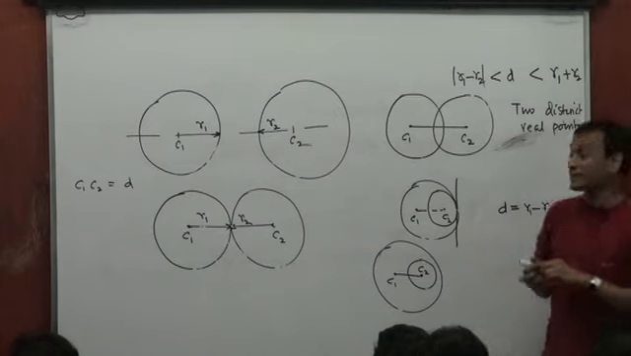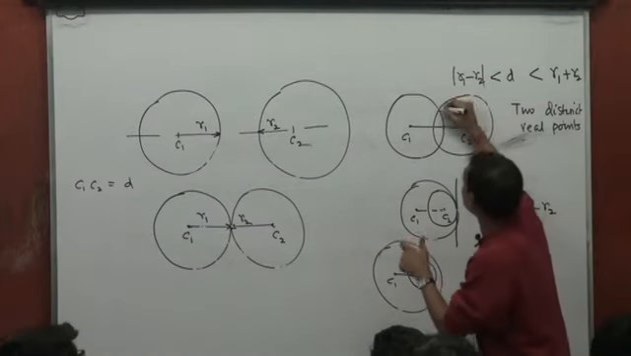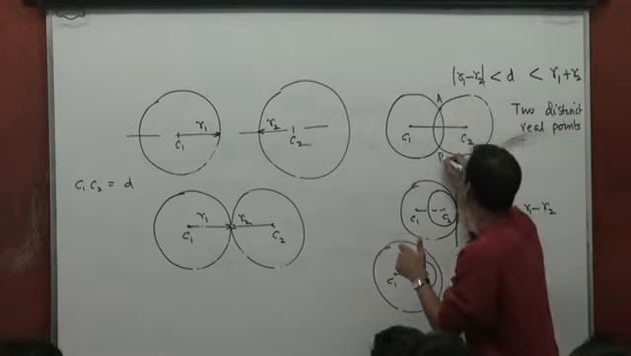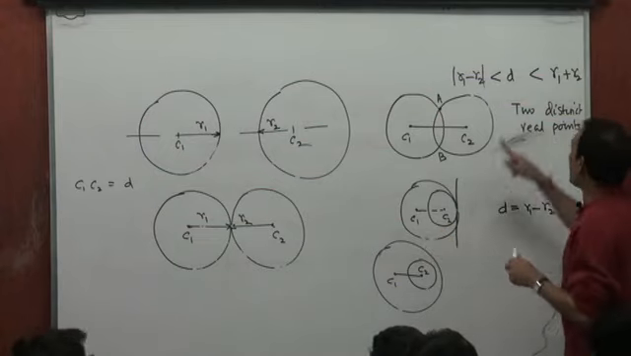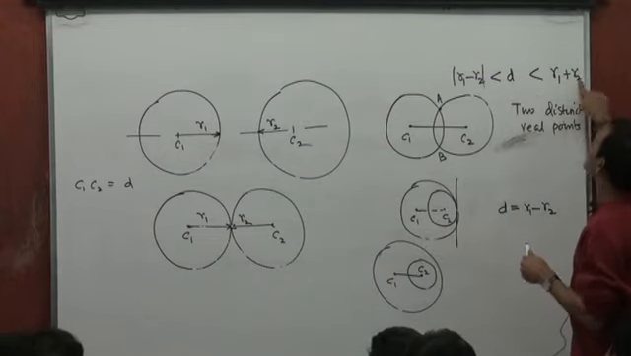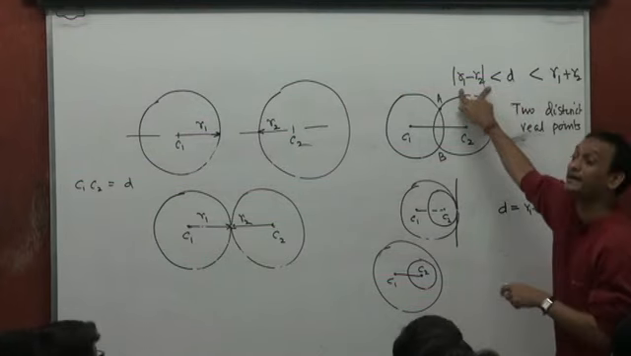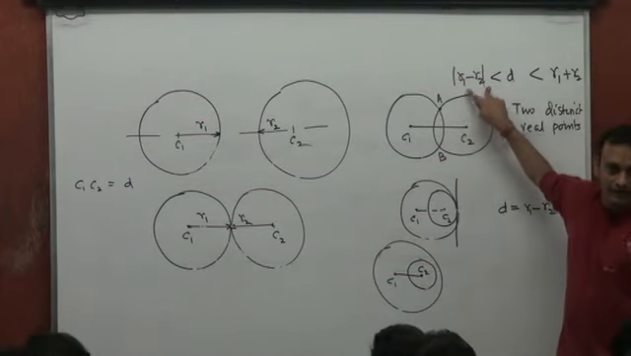The two circles intersect at two distinct real points, namely A and B. And when would that happen? When the distance between their centers is less than the sum of the radii, but greater than the magnitude of the difference of the radii. Right?